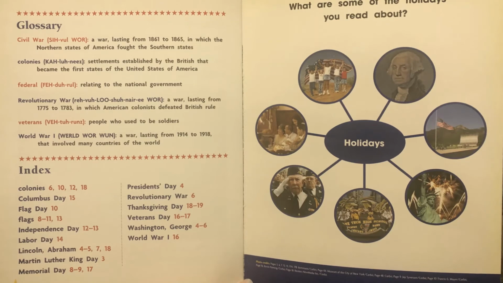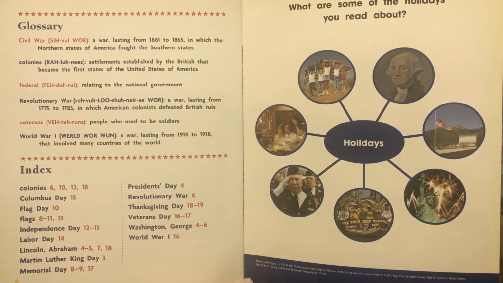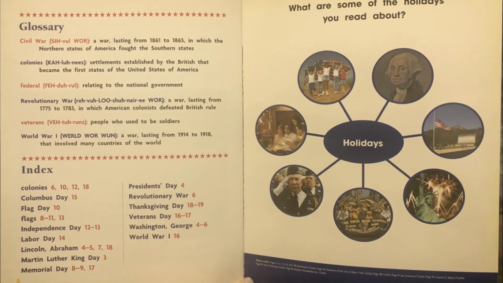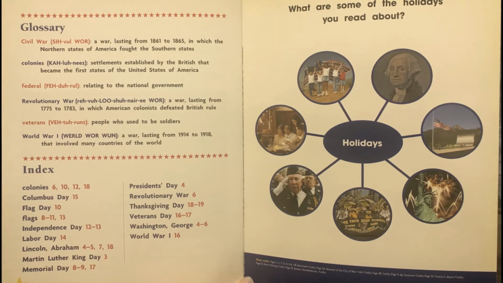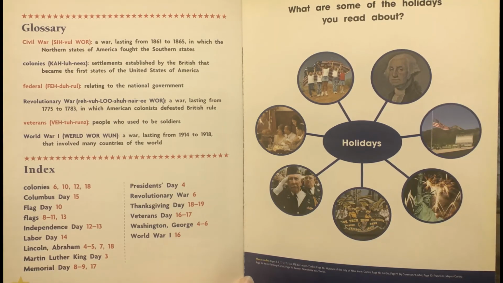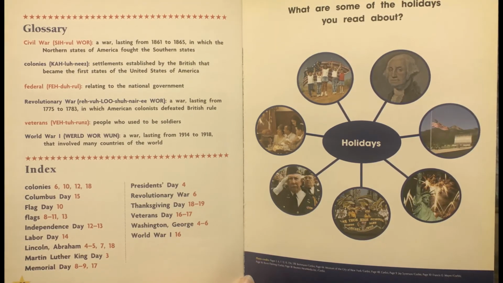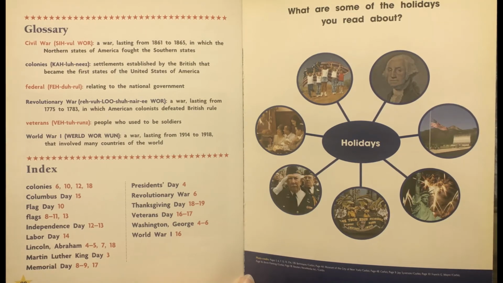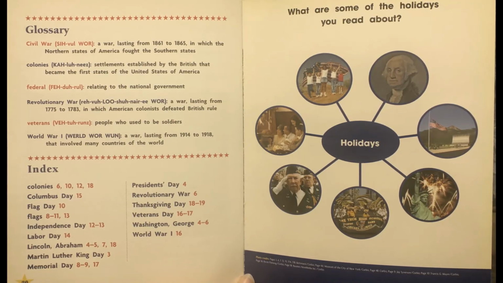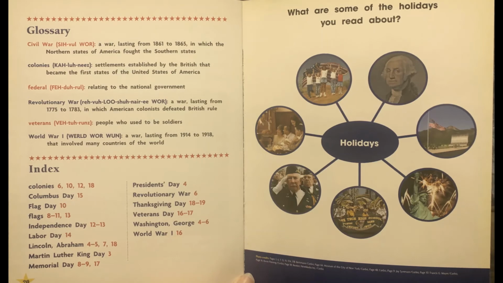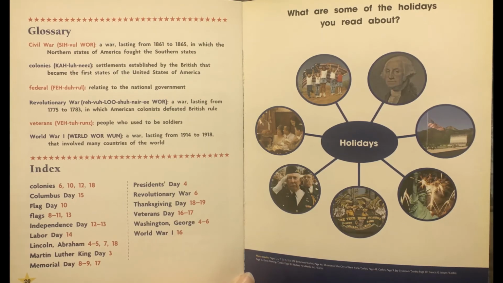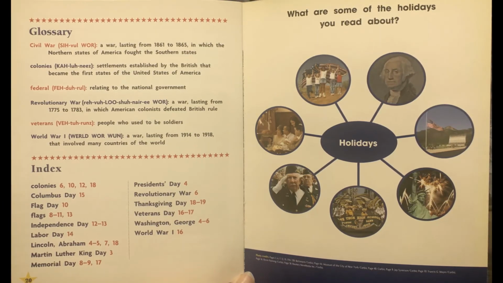And on our back inside cover, we have a bubble map. What are some of the holidays you read about? It shows us holidays and has a picture to represent each one. What you're going to do is make your own bubble map, and you're going to write what each picture represents in the bubbles. I'll show you mine, and I can't wait to see yours.